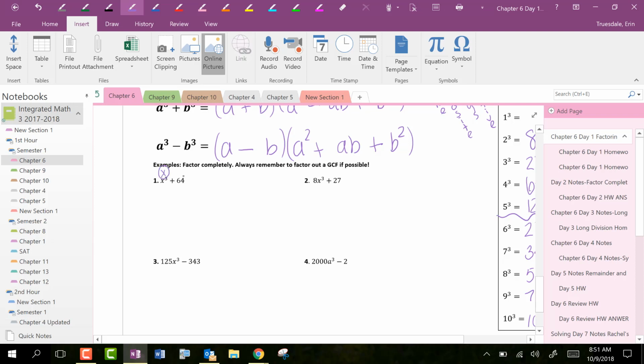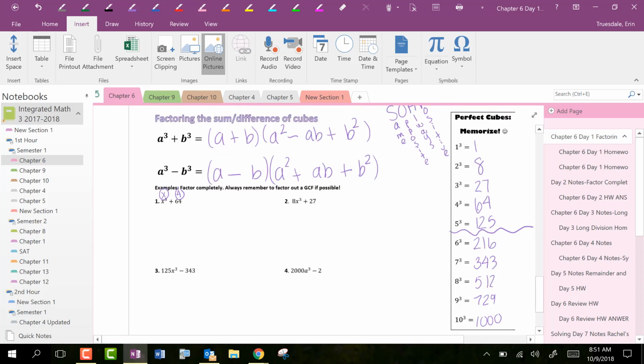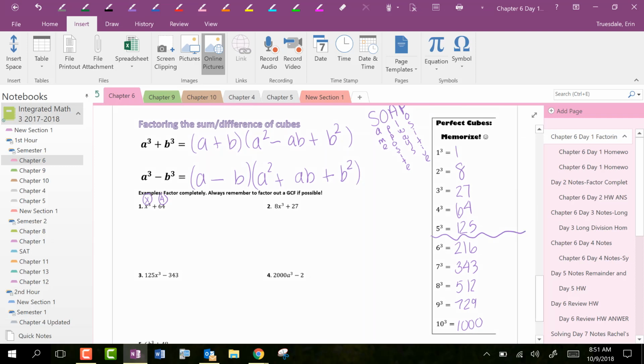X. Good. What times itself 3 times gives you 64? 4. Okay, so that's like my a and my b in my formula now. Okay, a would be the x and the b would be the 4. Now it started with that plus sign, so I'm in that top section. So my first factor is just x, same sign, the S of SOAP, plus 4.